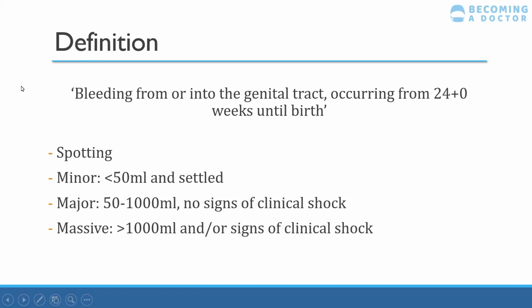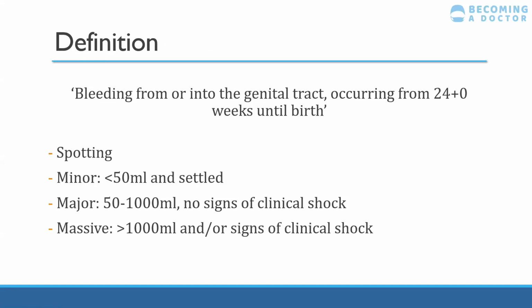So antepartum hemorrhage, the definition is bleeding from or into the genital tract from 24 weeks of pregnancy onwards until the birth of the baby. 24 weeks is sort of an arbitrary cutoff, but it's basically based on when the fetus is thought to be viable and have a chance of survival. So bleeding before 24 weeks has a different set of causes, and there's bleeding in early pregnancy, and we're not going to talk about that today.